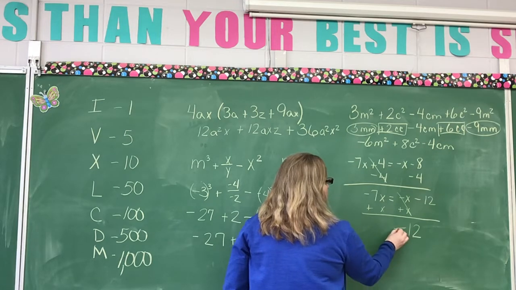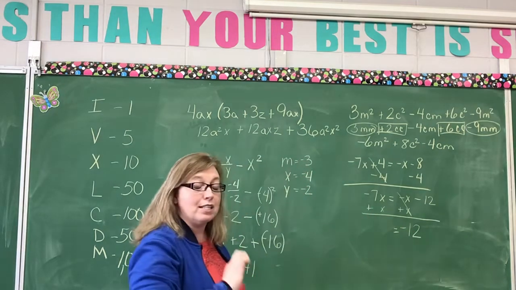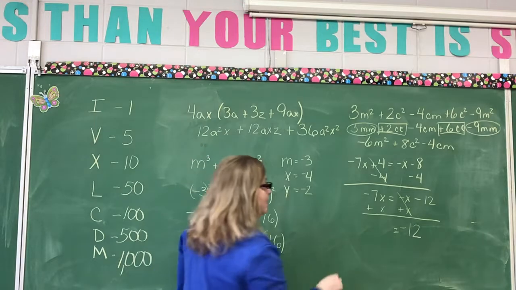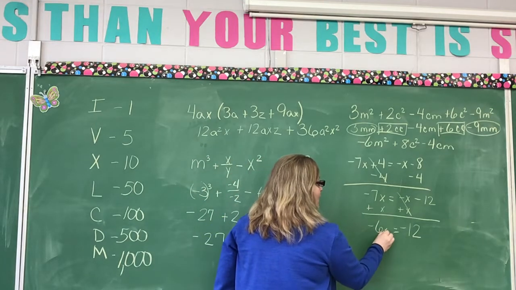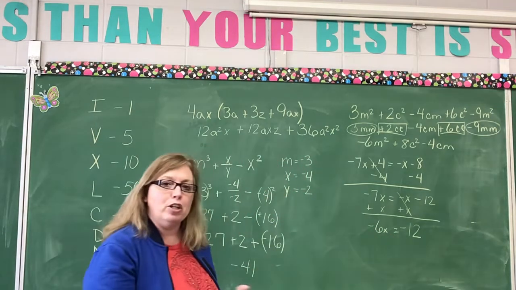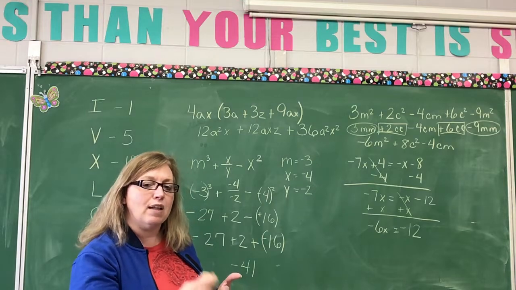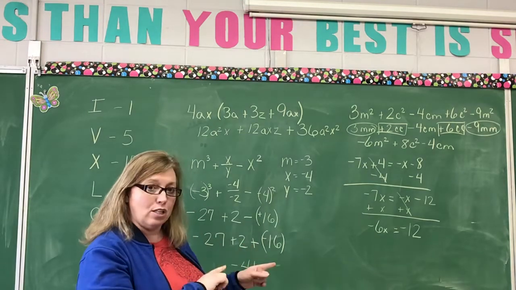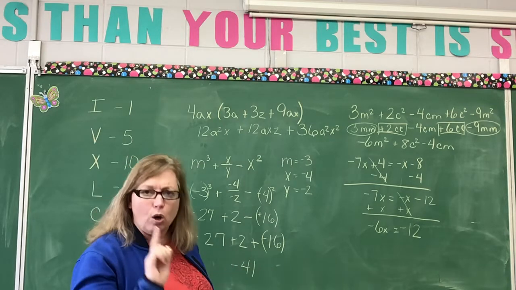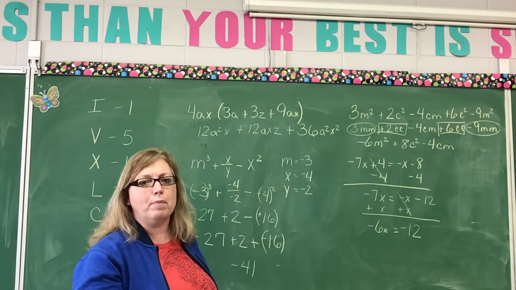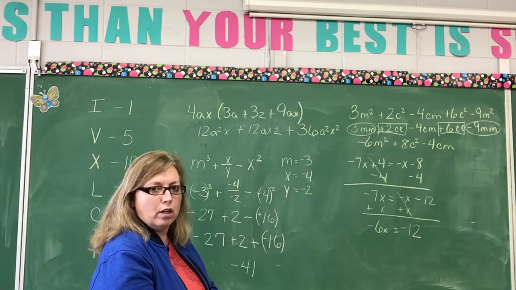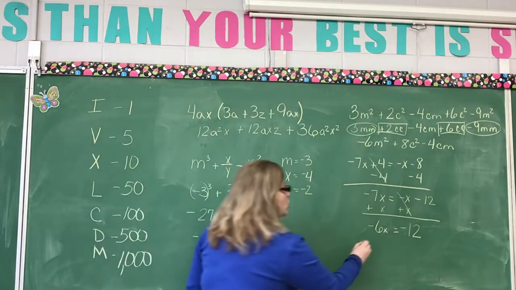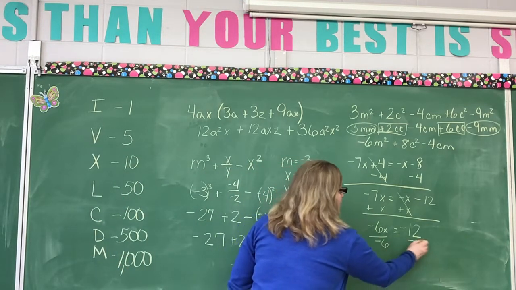Over here, I have negative 7 plus 1. Now I have a negative 6x. What am I going to do? If I have a negative 6x, I still have to get rid of the negative 6. So I'm going to divide, because it says to multiply. I'm going to do the opposite. The only time in your life you're allowed to be a rebel, do the opposite of what your equation says. Okay? So we're going to divide by negative 6.